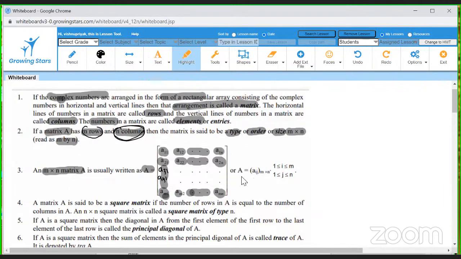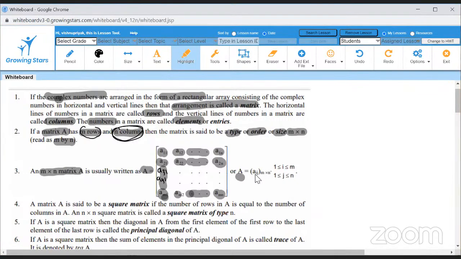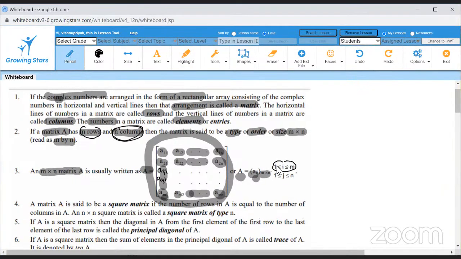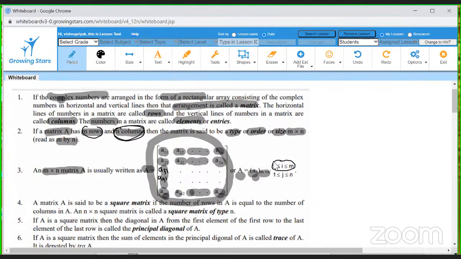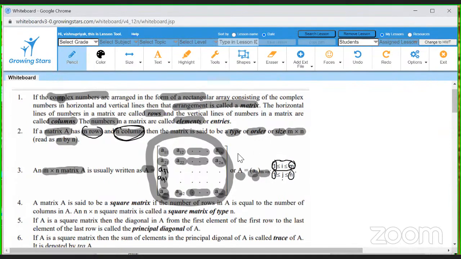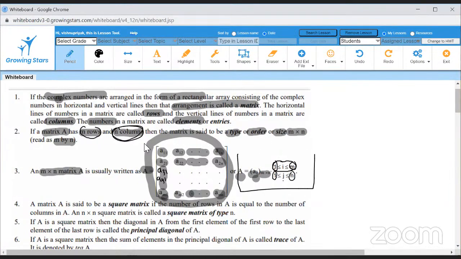In short, you can write matrix A having elements Aij. Instead of writing so many elements, you can write Aij and the order is m by n. I, the row, changes from first row, second row, third row, fourth row, up to mth row. J, the column, changes from first column, second column, third column, up to nth column. In short, you can write the matrix like this, or in big, you can write the matrix like this. Two ways of writing.